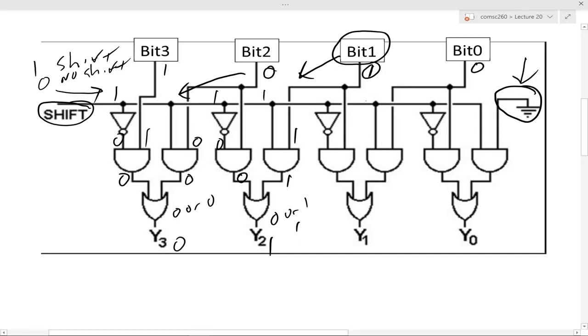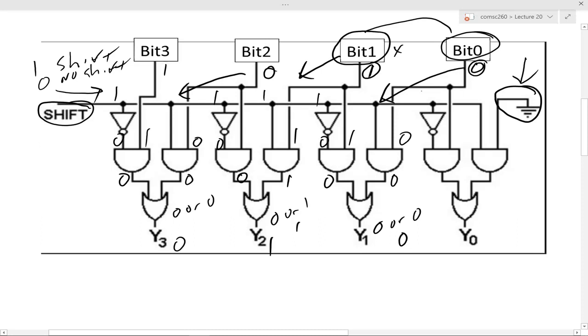So now we have the next situation for these 2 bits. Bit 0 would be the shifted bit, bit 1 would be the non-shifted bit. So if bit 1 is 1, 1 comes into the AND, but we have the 1 enable. It goes through the NOT, becomes 0, and 0 and anything is 0. And then we have this 0, bit 0 coming in down here, 0 and anything is 0. So 0 or 0 is 0. So we've shifted this 0 to the left.